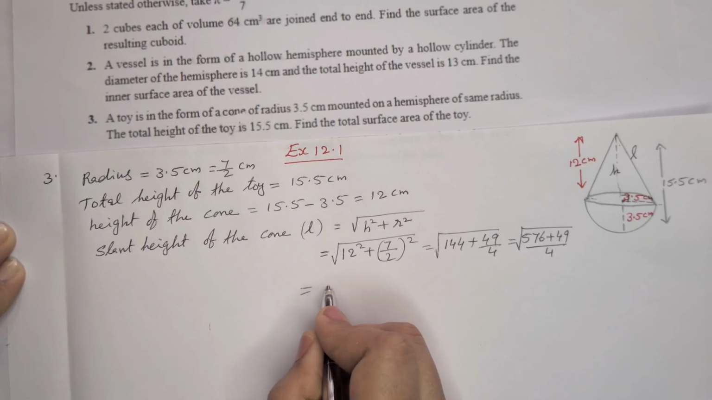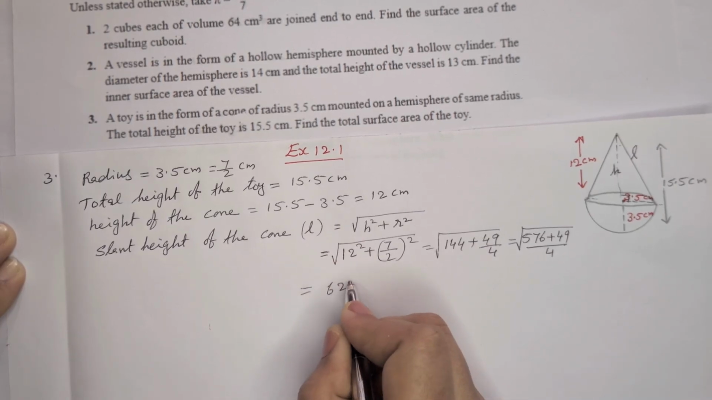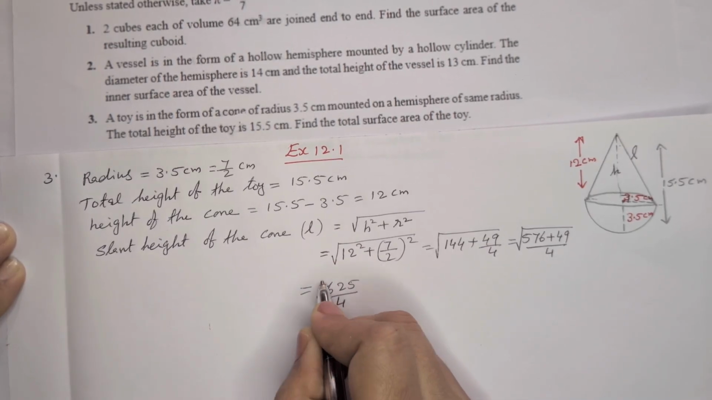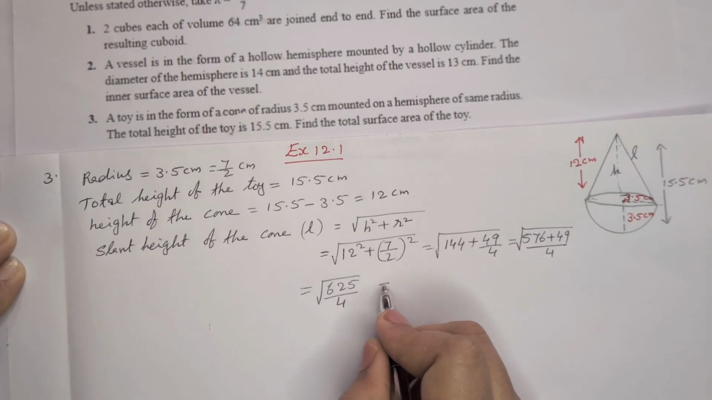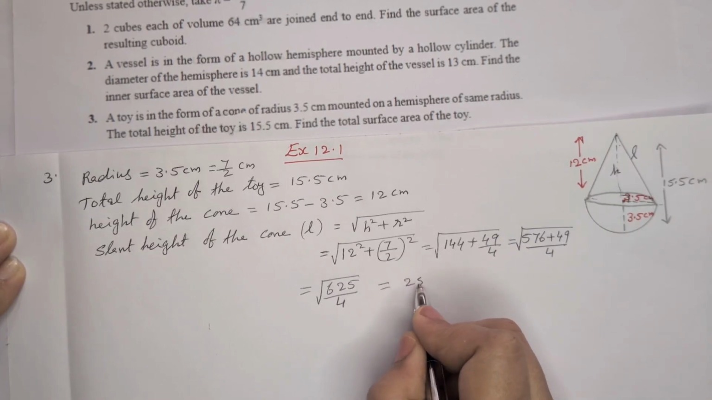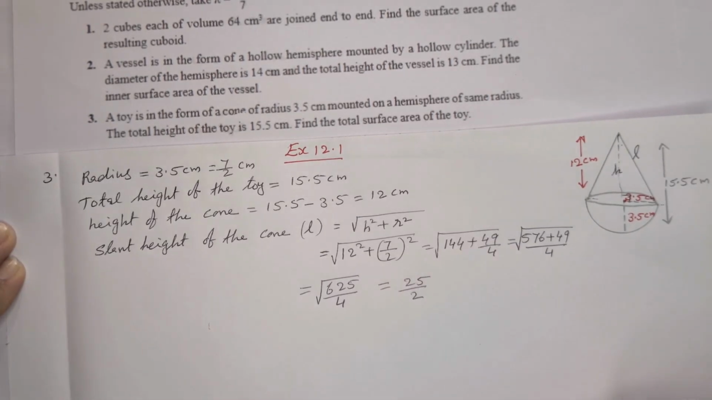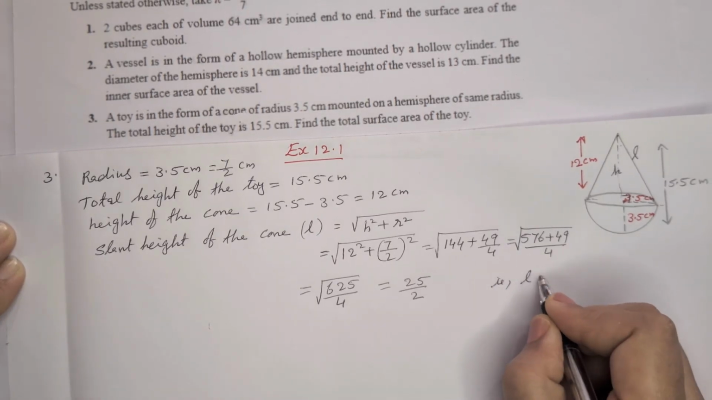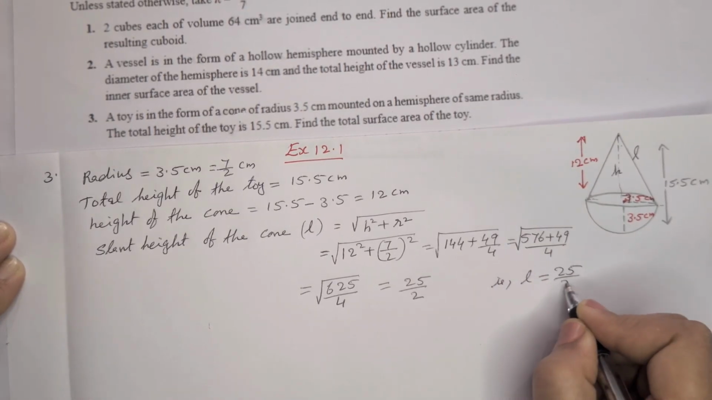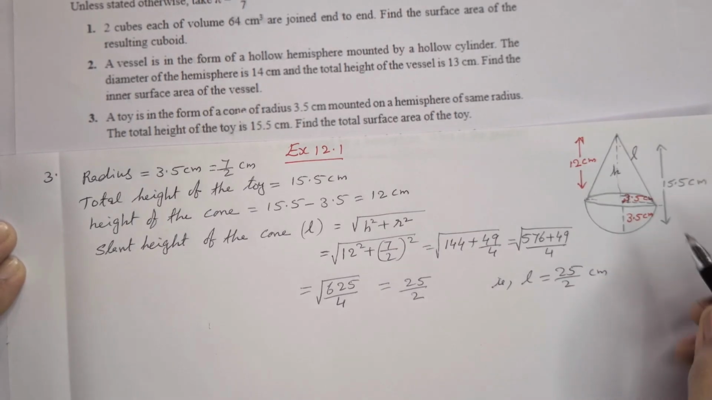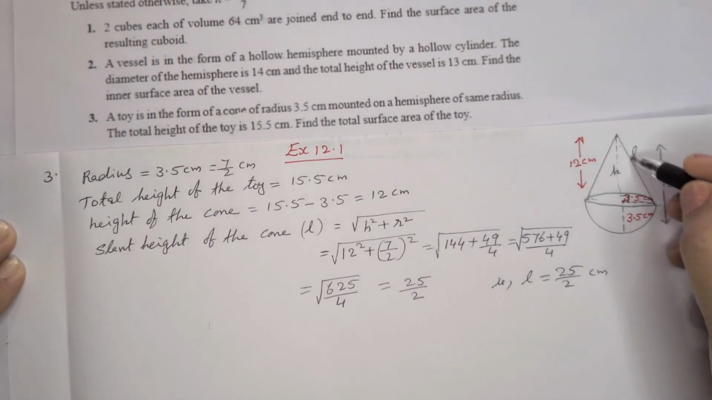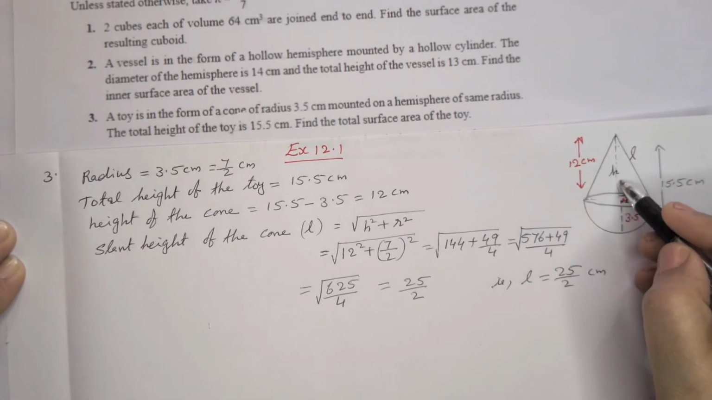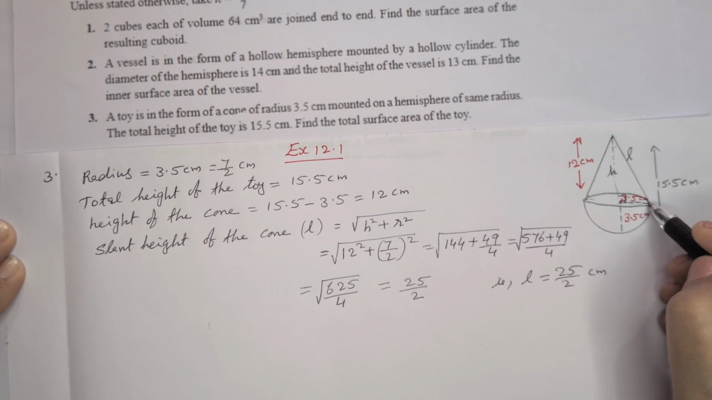It is equal to taking the square root, 25 by 2. That is, slant height L is equal to 25 by 2 centimeter. Slant height is this one, the slant height of the cone. This is the height of the cone and the radius of the cone.